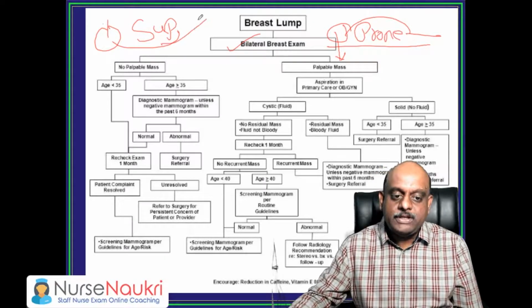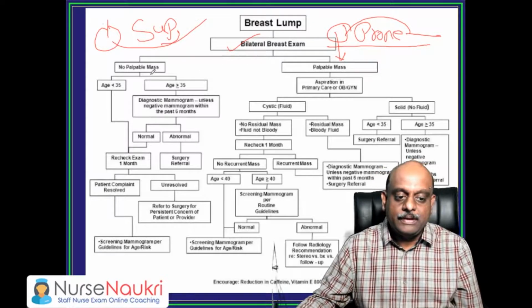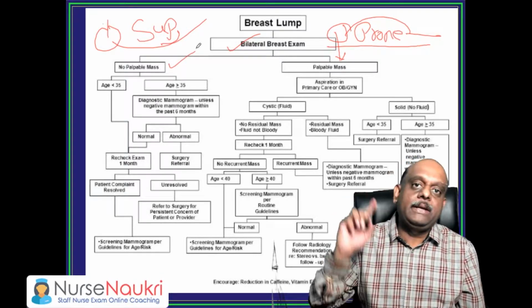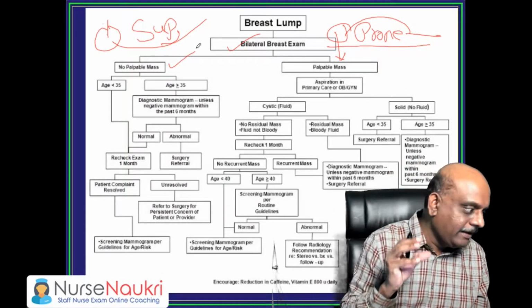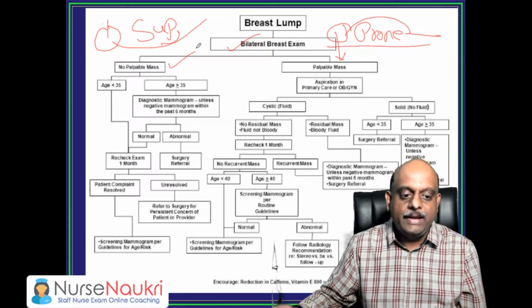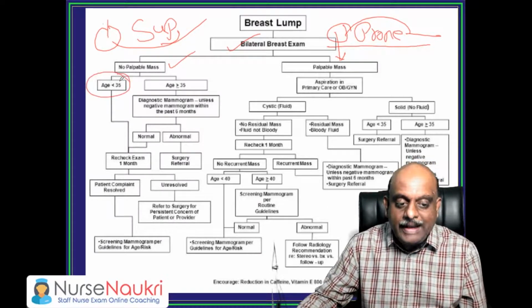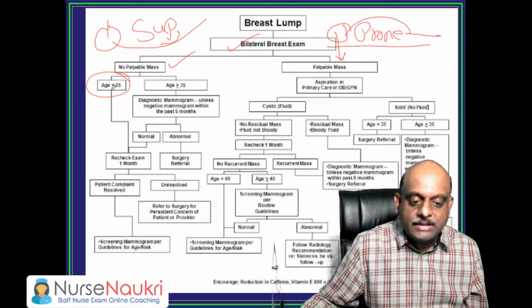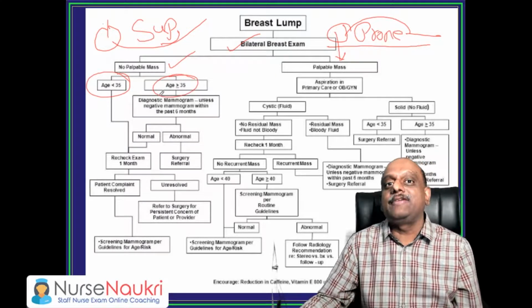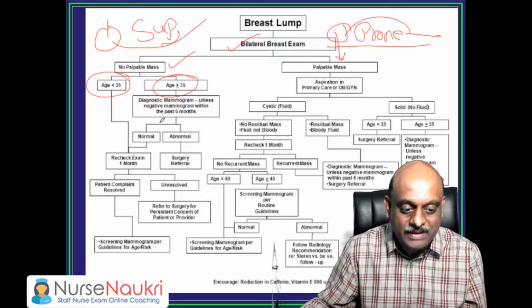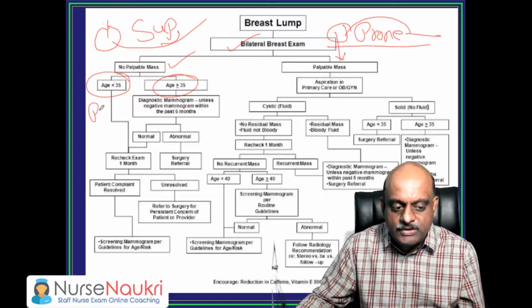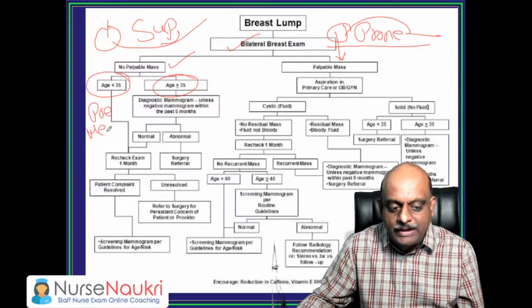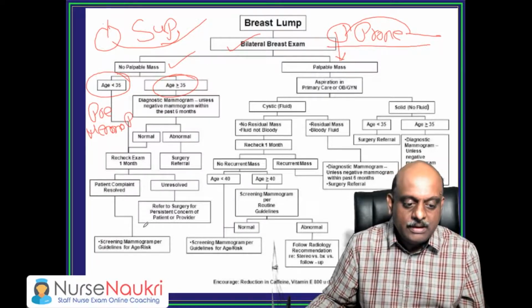So supine position में examine करो. Now there is no palpable mass. You are unable to palpate. Palpate means feel. You are not able to feel any mass. Then look, what is the age? Age is less than 35 or age is more than 35. That is very important. Agar age is less than 35, that is commonly called premenopausal age. है तो क्या करना?